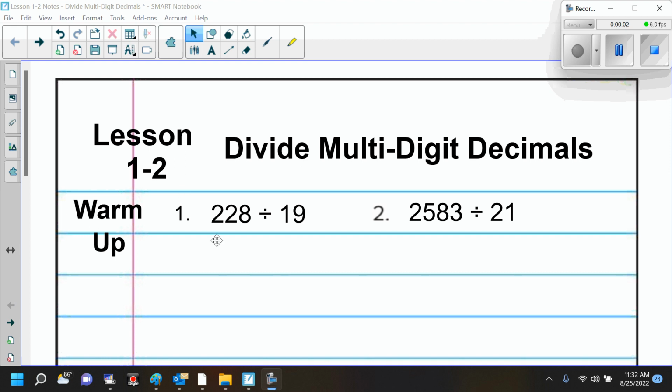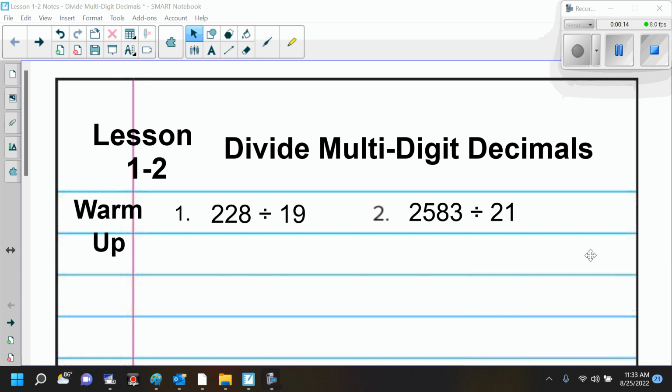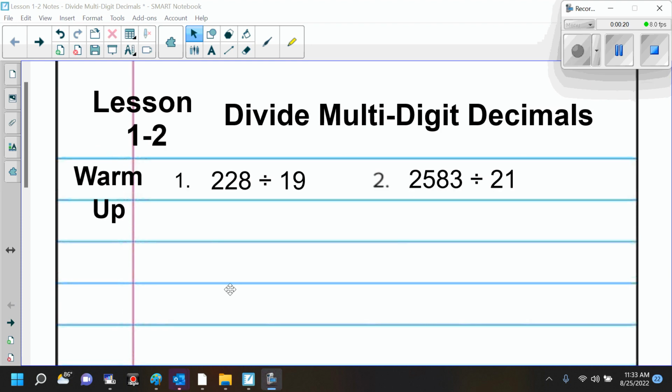So today's lesson is 1-2, which is divide multi-digit decimals. For the warm-up, we are just practicing our division with whole numbers, okay? All right, so for number 1, we have 228 divided by 19.